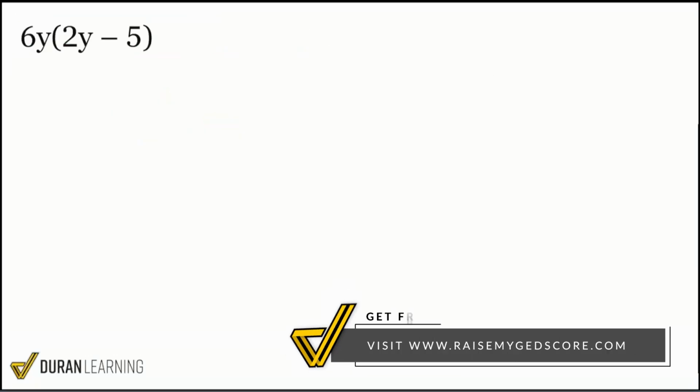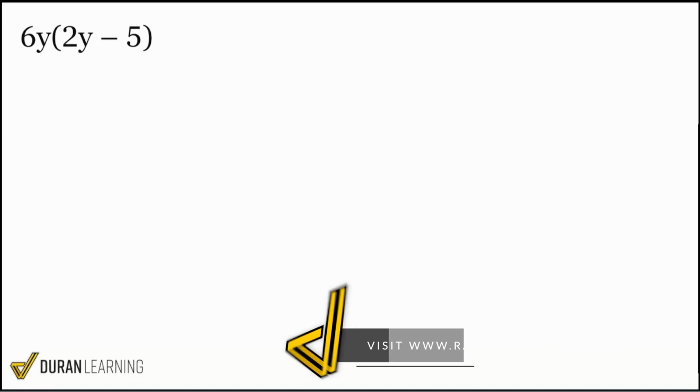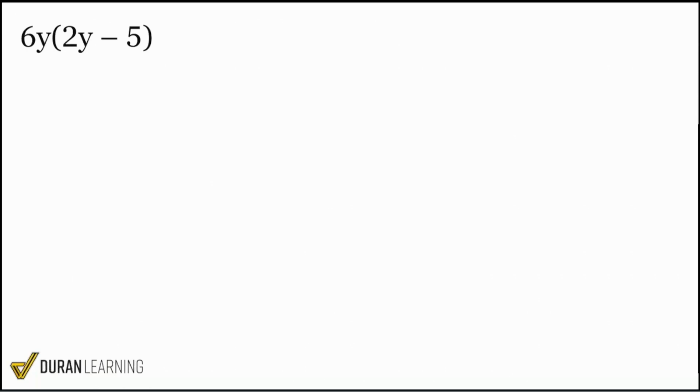Right here, first up, we have 6y multiplied by 2y minus 5. So true or false, when it comes to polynomial distribution, we are going to make sure that everything from one parentheses multiplies with everything from the other. Yeah, absolutely. So let's go ahead and take care of that right here. We're going to make sure that the 6y multiplies with the 2y. And we're also going to make sure that the 6y multiplies with that minus 5.